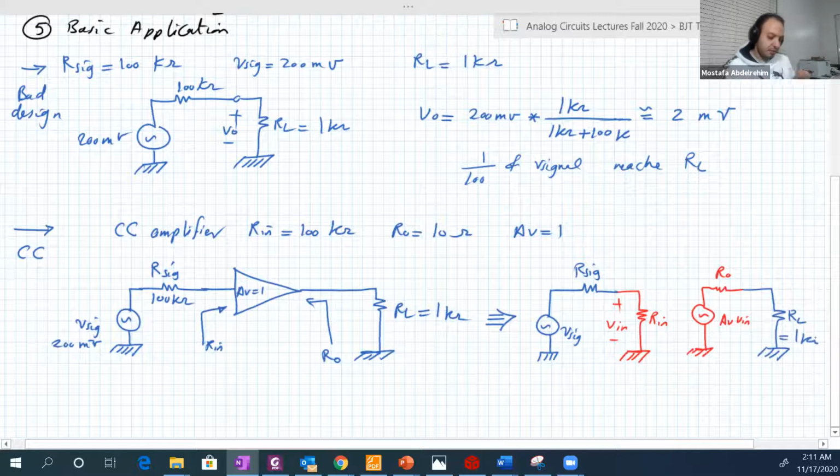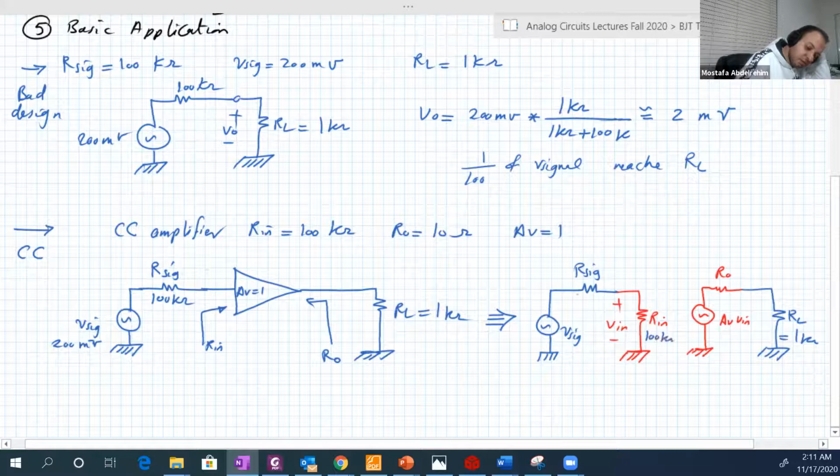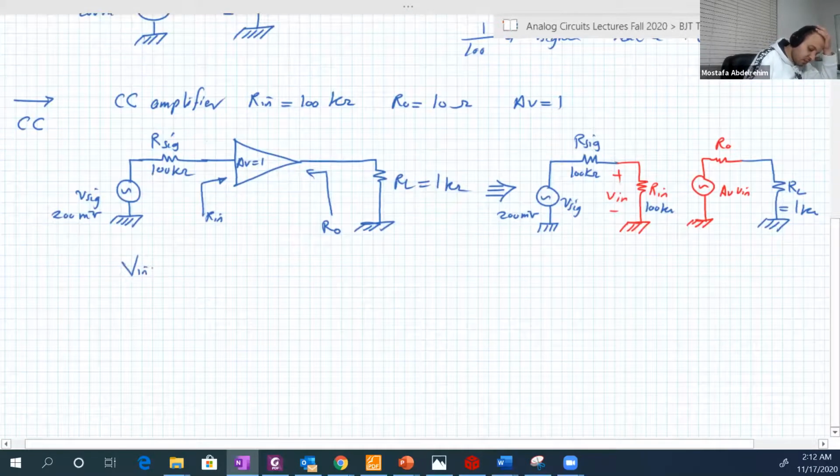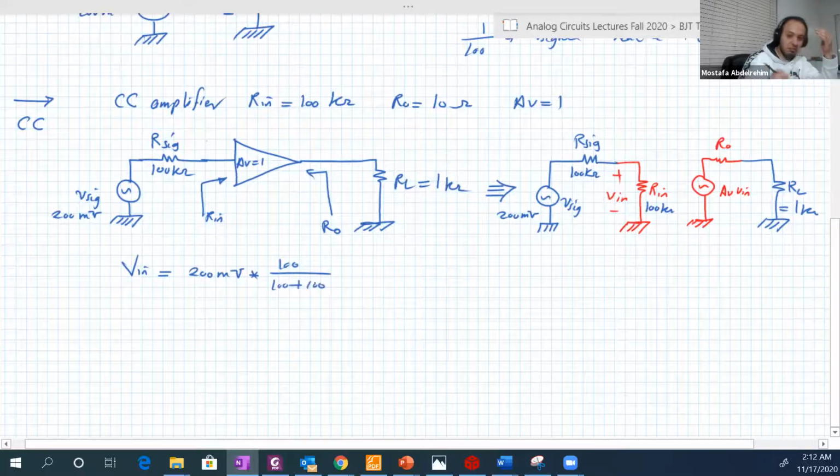One kilo ohm. Good. Our input is 100 kilo ohm. Our signal is also 100 kilo ohm. And here is 200 millivolt. So first, basically, the input voltage is equal to 200 millivolt multiplied by 100 over 100 plus 100, multiplied by our input over our input plus our signal. So this is basically 200 multiplied by half, so 100 millivolt. Good.